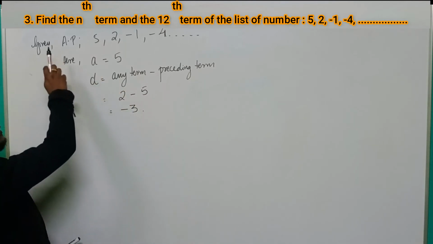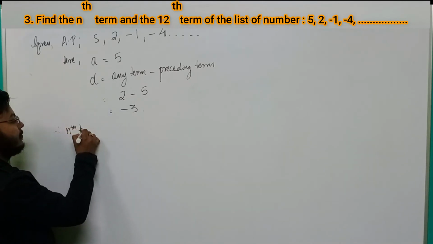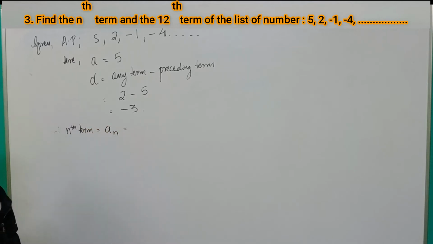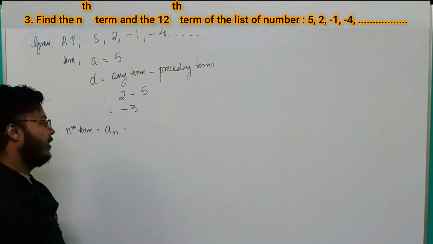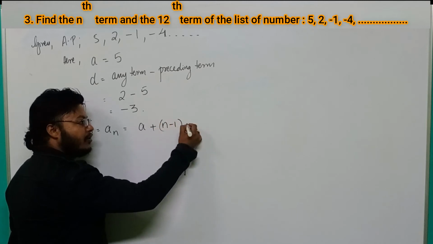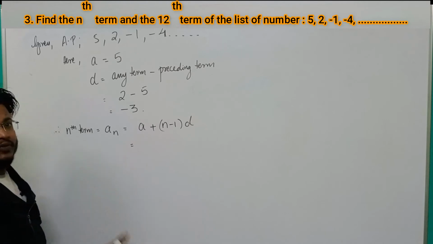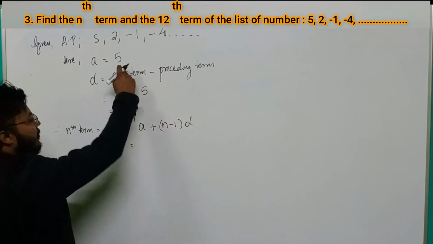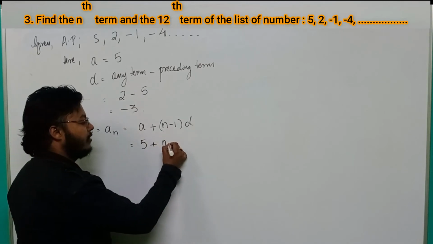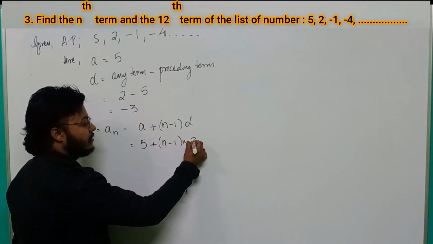So what do you have to find? If you see, the nth term. So let us find the nth term first. The nth term is denoted by An. Okay, so what is the formula for An? A plus (n minus 1) D. Now just put the values. A is my 5 plus (n minus 1), and D is my minus 3.